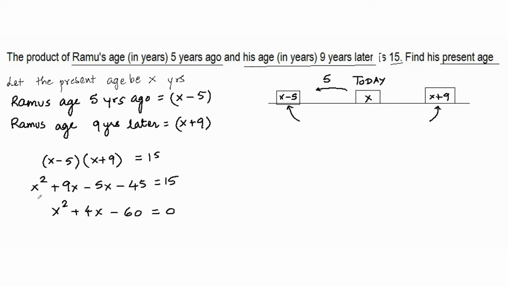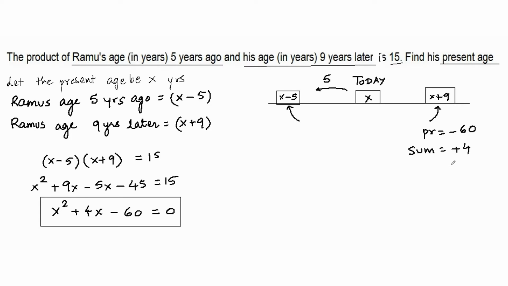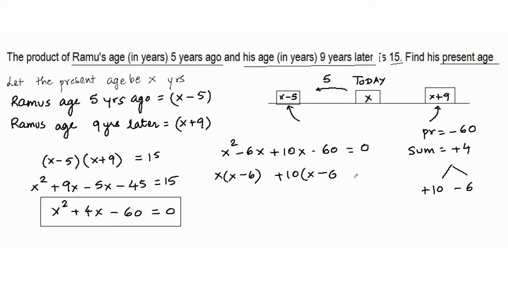So this is the quadratic equation that I should be solving. The product is minus 60 and the sum is plus 4. That means the numbers are definitely 10 and 6. 10 times 6 is 60. The sum is positive 4, so it's positive 10 and negative 6. So I can solve this as x square minus 6x plus 10x minus 60 is equal to 0, which means x into x minus 6 plus 10 times x minus 6 is equal to 0, and therefore x minus 6 bracket x plus 10 is equal to 0.